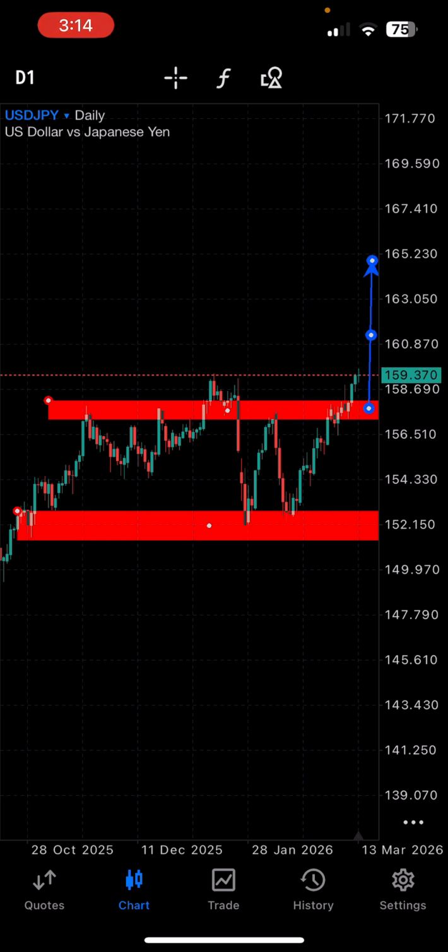This is a daily time frame now, so it depends on the kind of trader you are. If you are a day trader, scalper, yes. So let's go lower now. From the daily time frame, we just go lower. Let's go to 1 hour.